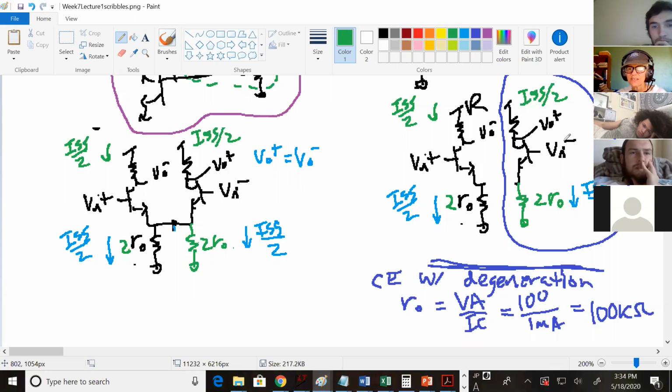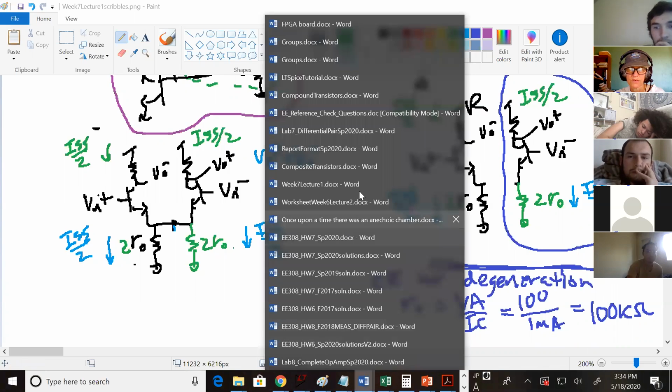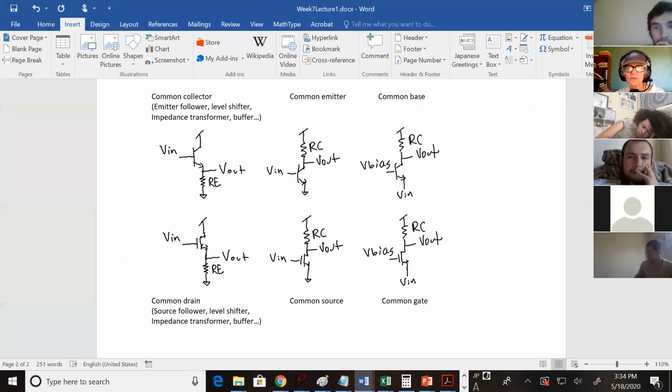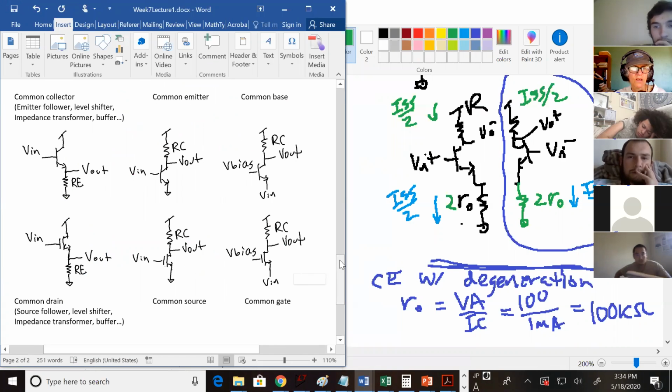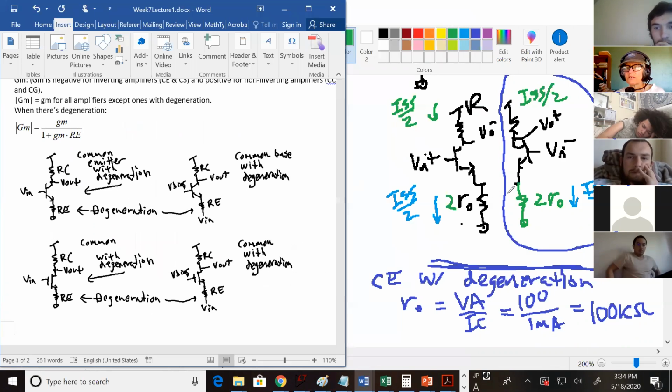Exactly. So let's look at exactly how much. So this has degeneration of 200,000 ohms. Let's go back to the addition to this handout for gm. This is a degenerated common emitter. So again, the gain is going to be big Gm times Rout. What's Rout of this common emitter, approximately?